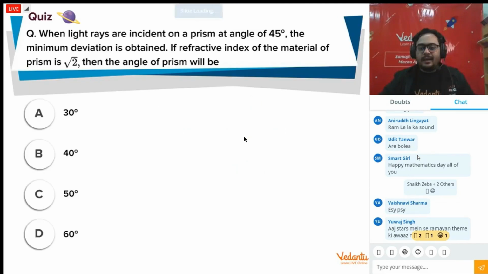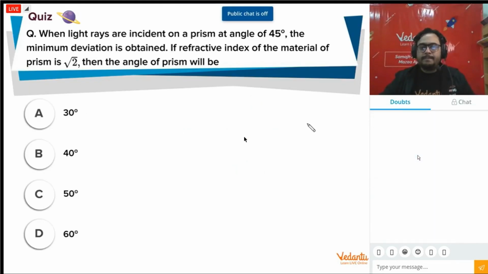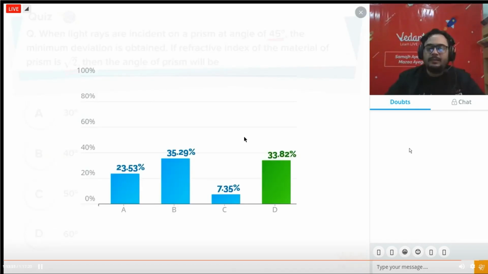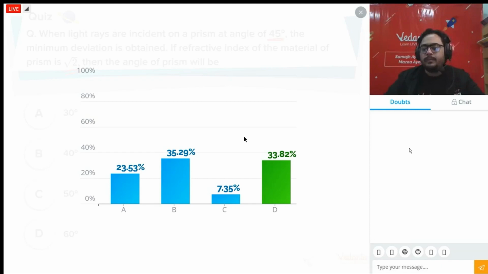Okay, next question. When light ray is incident at an angle of 45 degree, the minimum deviation is obtained. The refractive index of the material is √2. They are asking what is the angle of prism. When light is incident at 45 degree, minimum deviation is obtained. Refractive index is also given. Think about it, everyone. 33% only. Now this is a poor performance.